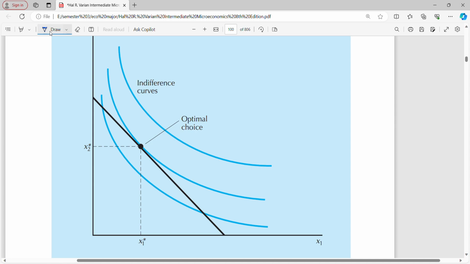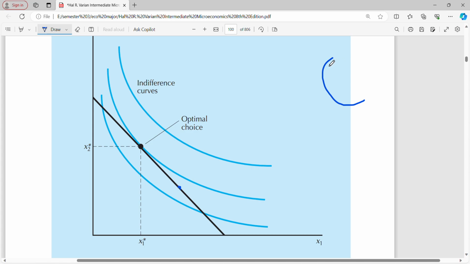Okay, so what is tangency? Tangency is not merely touching the curve. Here this is the budget line, and it is touching this curve at this side. So the budget line is tangent to the IC. Tangency, speaking of the mathematical definition, requires that there be a unique tangent line at each point.